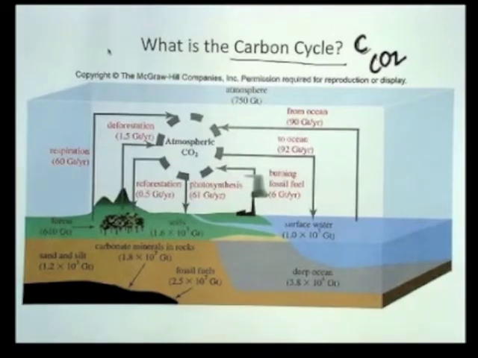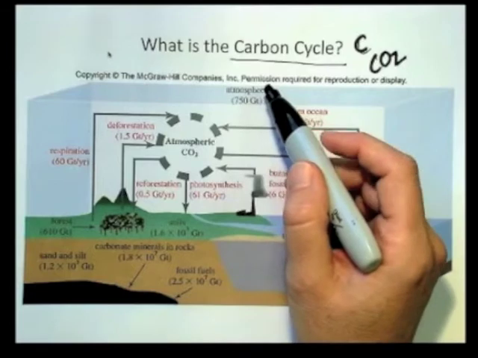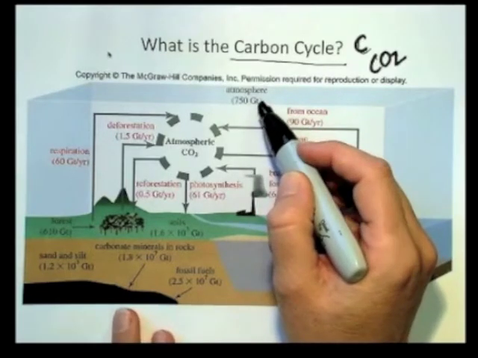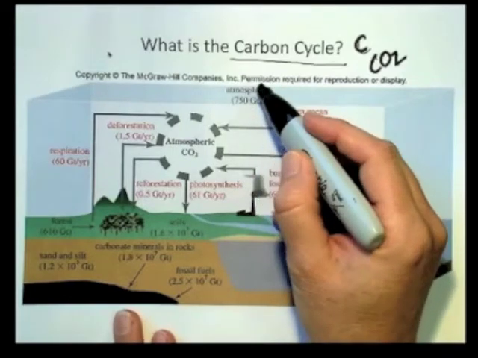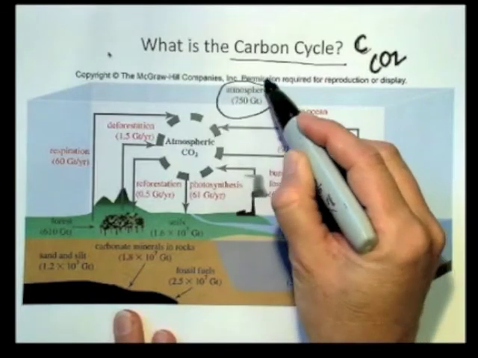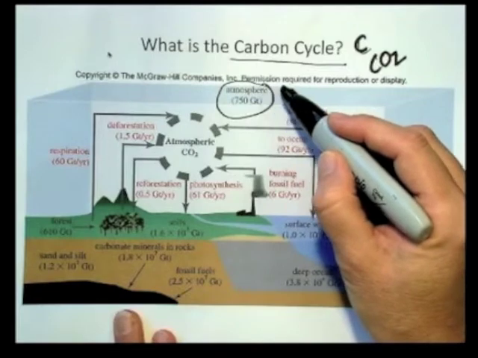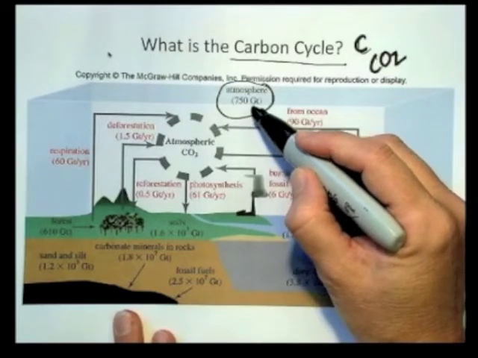All right, so when it's in the atmosphere, right here we say there's 750 GT. What does that stand for? GT stands for gigatons. There's 750 gigatons of carbon in the atmosphere, and that is mostly in the form of carbon dioxide, but we're talking about this mass here. Gigatons is the mass of carbon.